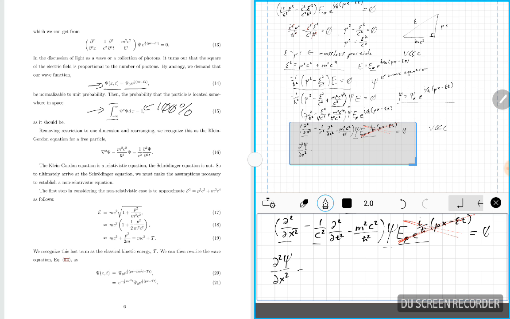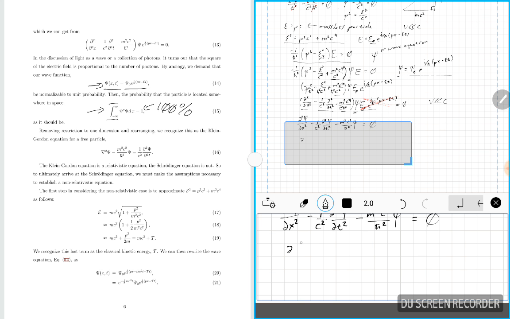Now that would be minus this term here. We have 1 over c squared, del squared psi, del t squared, minus now this term. That's m squared c squared. You see this originally had a c squared under it and was c to the fourth, so those canceled out there. Over h bar squared times psi, all of that equals 0.